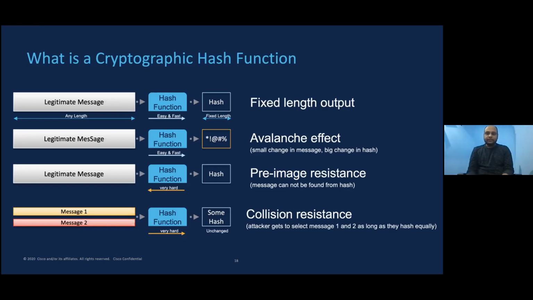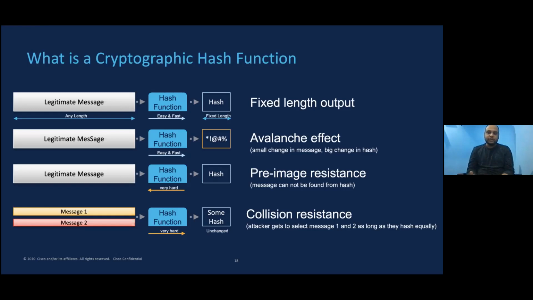What each of the characteristics tells about the hash function is that no two messages should produce the same hash. If two messages can produce the same hash, that's not a good hashing algorithm. It can be easily cracked because I can tamper with the message and still produce the same hash. Pre-image resistance, as I said in the beginning, means hash is a one-way function. It's irreversible, which means you cannot take the hash and reverse engineer it to get the original message.